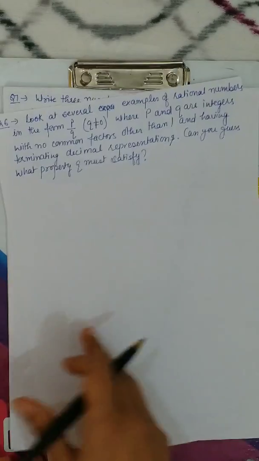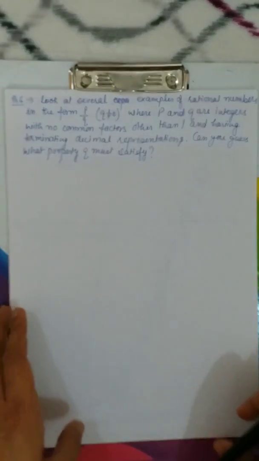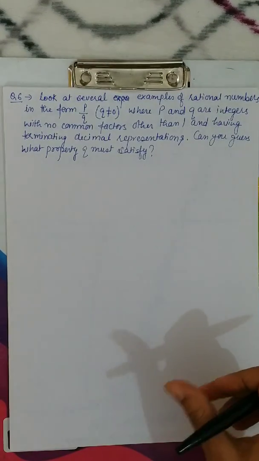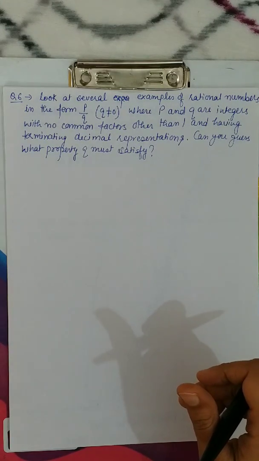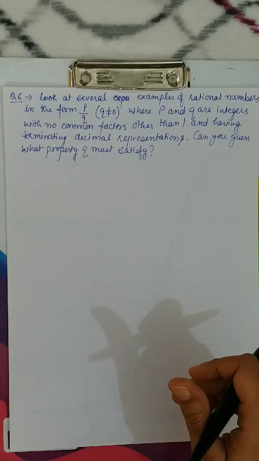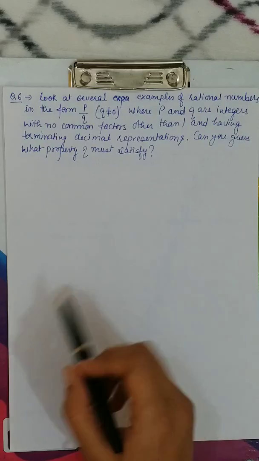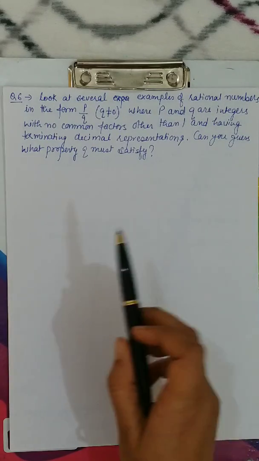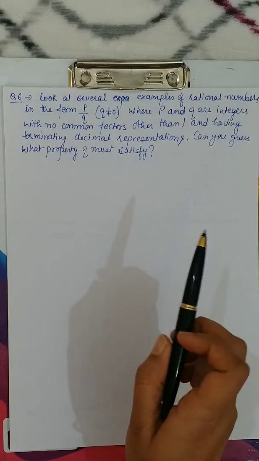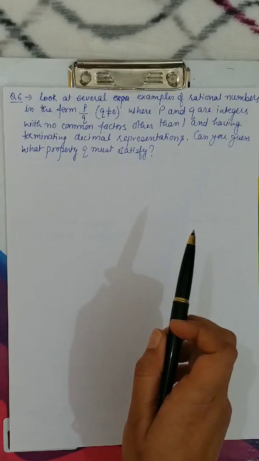Now, question number 6. That is, look at several examples of rational numbers in the form p by q, where q is not equal to 0, and p and q are integers with no common factors other than 1 and having terminating decimal representations. Can you guess what property q must satisfy?